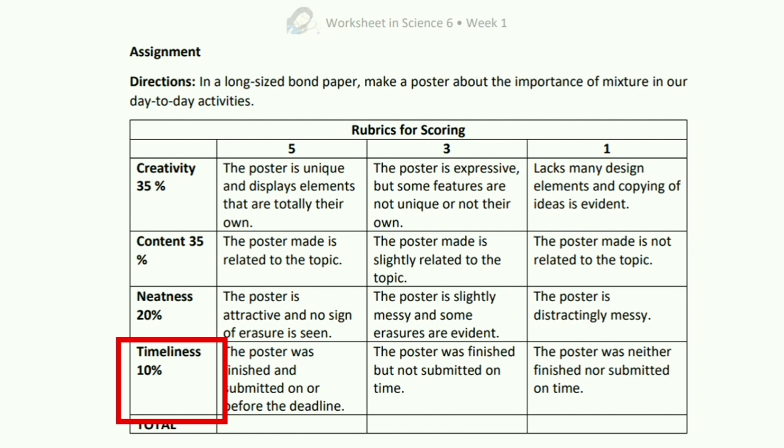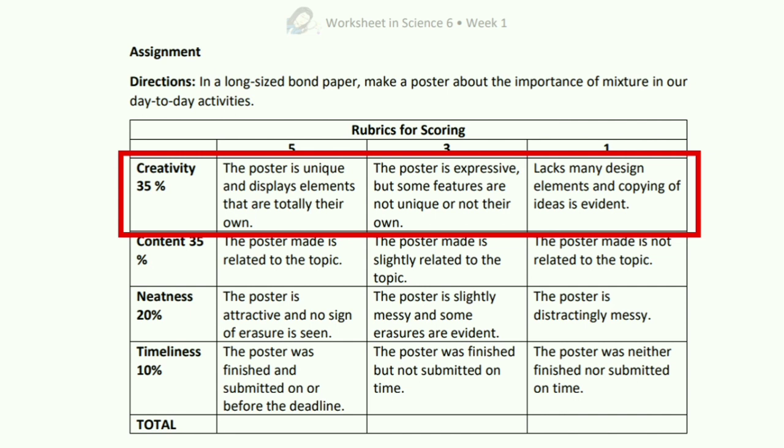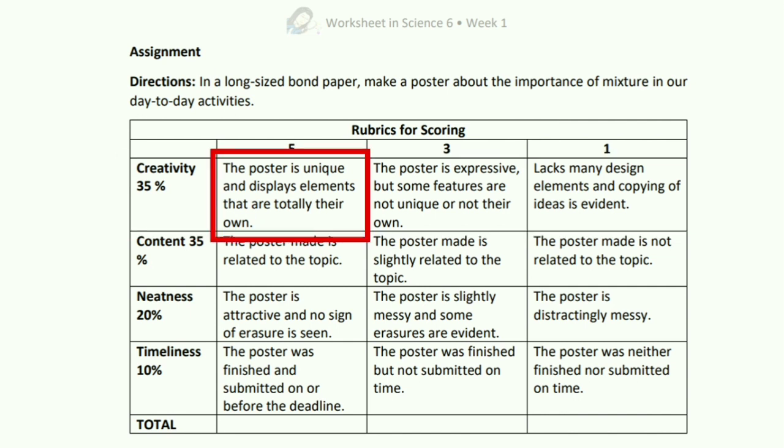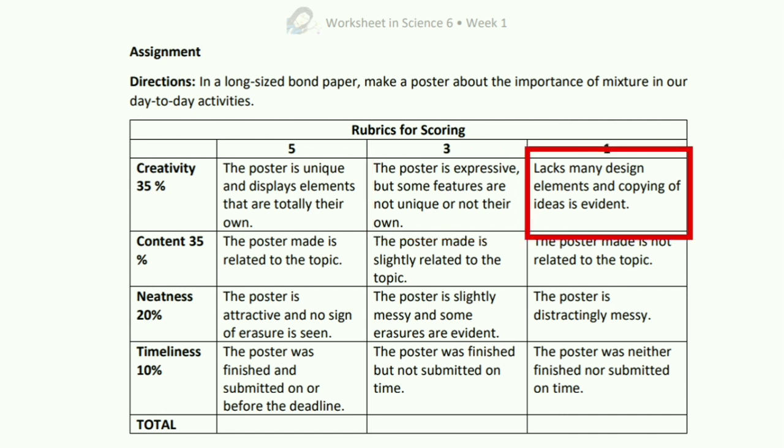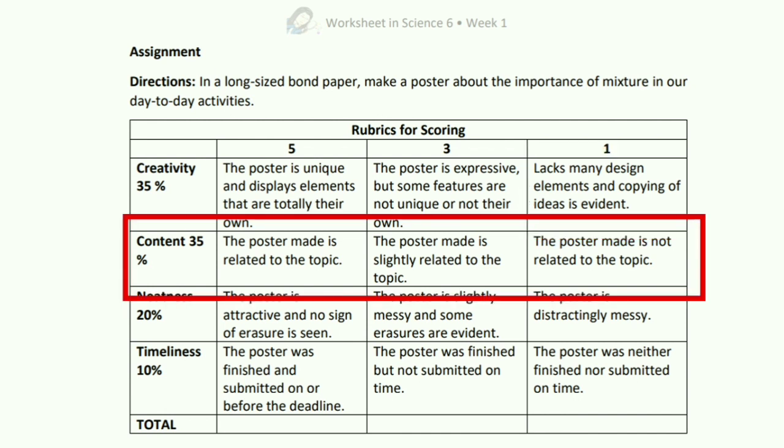total of 100%. To get creativity, in order for you to gain 5 points, the poster should be unique and displays elements that are totally their own. You will get 3 points if the poster is expressive, but some features are not unique or not their own. You will have 1 point if your poster lacks many design elements and copying of ideas is evident.